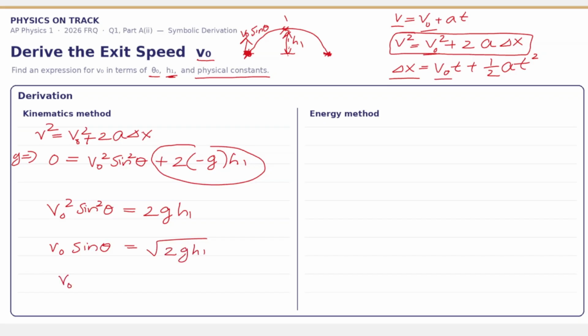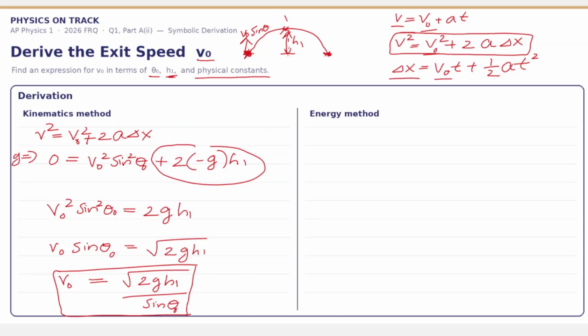And then you simply divide both sides by sine theta. So it'll be square root of 2gh1 over sine theta. And that is our expression for v0. And then you can double check that we only have theta 0. One thing I forgot is these are theta 0. So we have theta 0 in the expression, h1, and a physical constant.